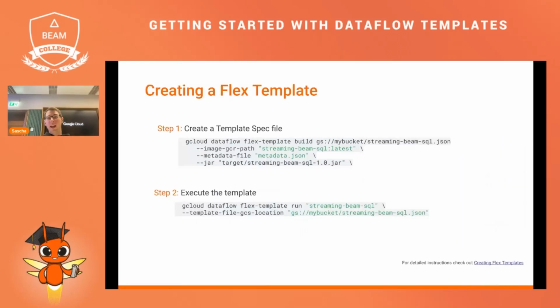And the build and execute part of the template would look like the following. You would use the gcloud command line tool, where you would use the build command to create the template spec file, which sits in a cloud storage bucket at the end. And whenever you want to run the pipeline, you refer to that template spec file and are then able to run the pipeline.